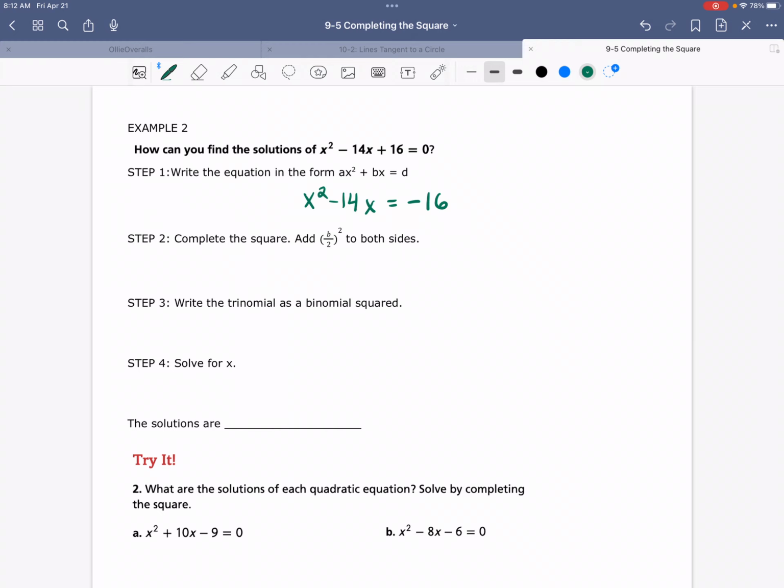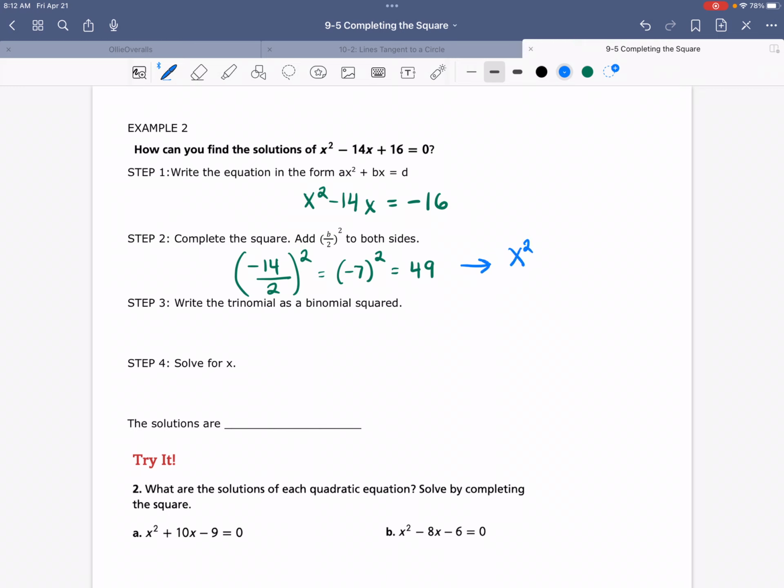The next step is we're going to complete the square. We're going to add b over 2 squared to both sides. So negative 14 is our b. We're going to divide it by 2, and we're going to square it. So that would become negative 7 squared. Negative 7 times negative 7 is positive 49. So we're going to add 49 to both sides, and that's going to end up looking like this.